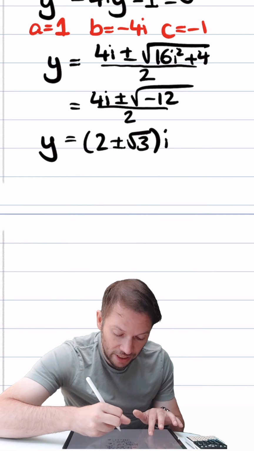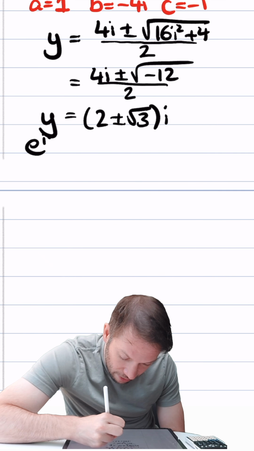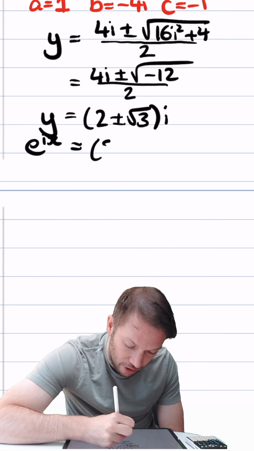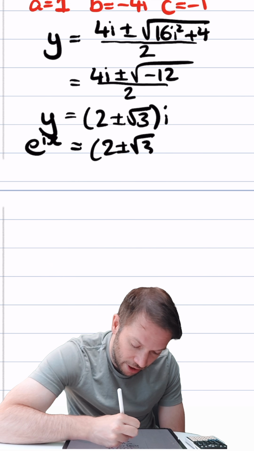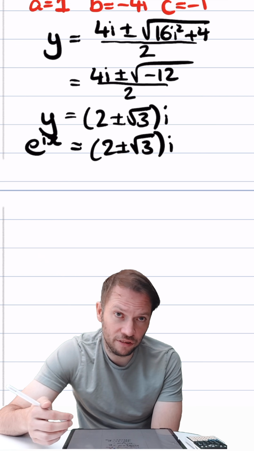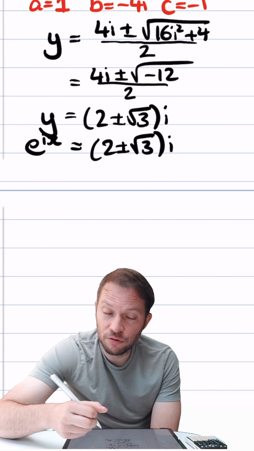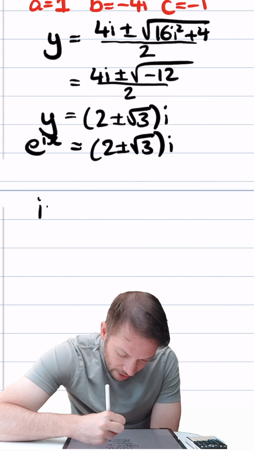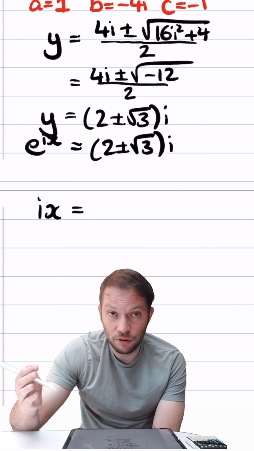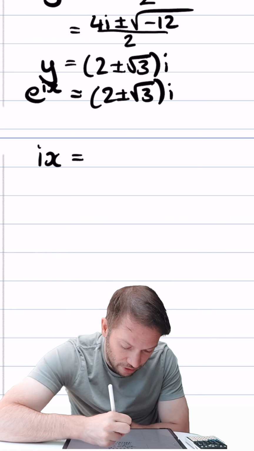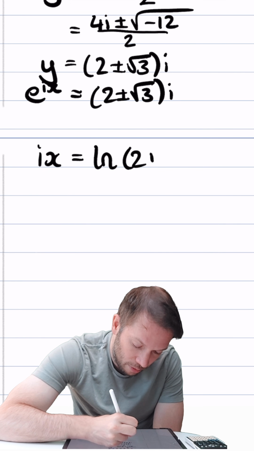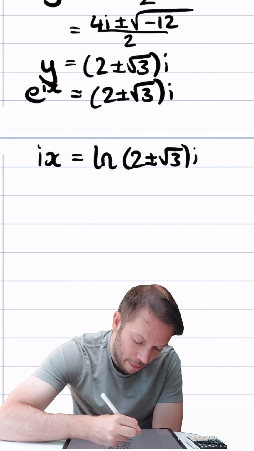Now, y we said was e to the ix. So we're getting closer now. e to the ix is equal to 2 plus or minus root 3 i. Now we're trying to get x on its own to solve this equation. And the way we get rid of that e is to do the natural log of both sides. So we get ix, because the natural log cancels out the e, is equal to the natural log of 2 plus or minus root 3 i.